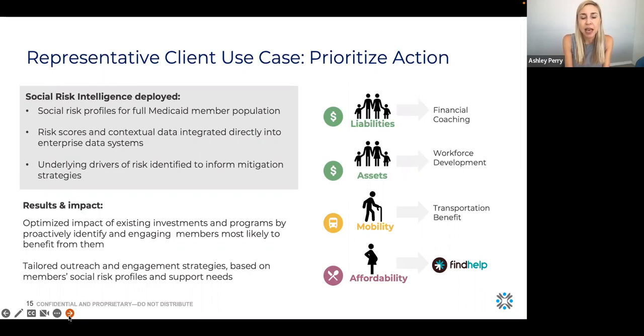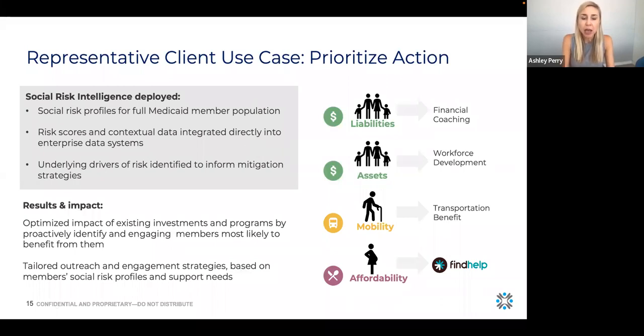Another opportunity that Care First identified was there were a number of great programs and partnerships that they already had in place across a number of different domains. So things like financial coaching, workforce development, transportation benefits, and the referral network provided through their partnership with findhelp.org. So all of those things were already in place today.